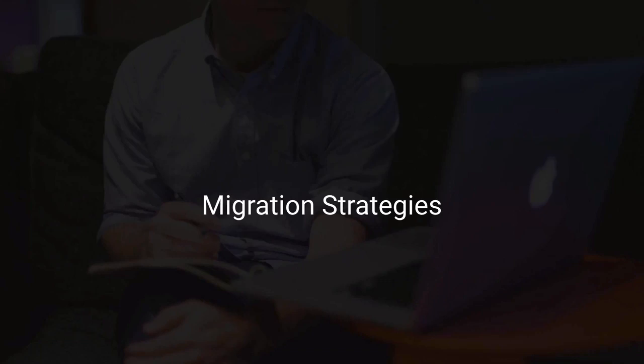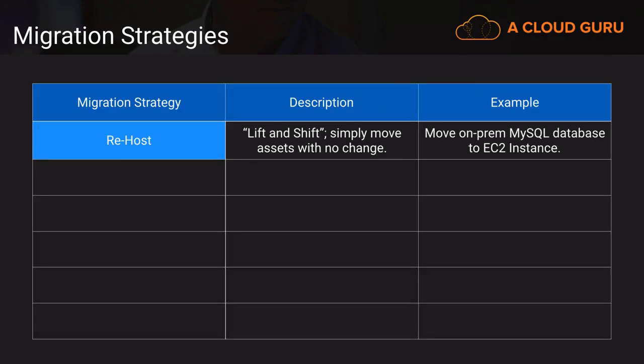I'm going to go over some high-level migration strategies to get us started. One of the most basic ways of migrating to the cloud is simply to rehost something, and this is sometimes called lift and shift. It just means that we're going to pick up our applications or our systems, and we're going to move them exactly as is onto a cloud provider. An example of this might be, I'm going to move my MySQL database to an EC2 instance on AWS.